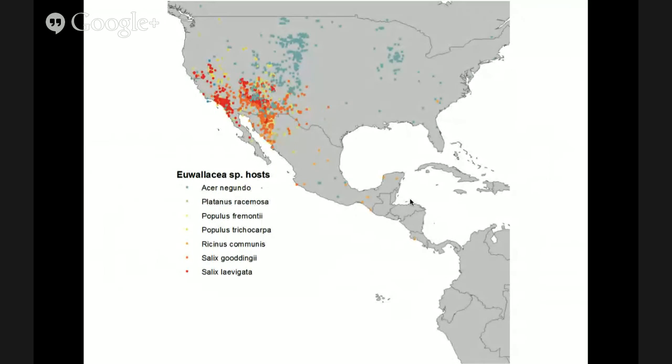So we have compiled the distribution of the few species that we know are reproductive hosts of this beetle. These are the ones here: Acer negundo, Platanus racemosa, Populus fremontii, Populus trichocarpa, Ricinus communis, Salix gooddingii, Salix laevigata. So you see, they are distributed along the West Coast, touching the border with Mexico. Some are going down through parts of the Sonoran Desert. Those are the occurrence data that we have.